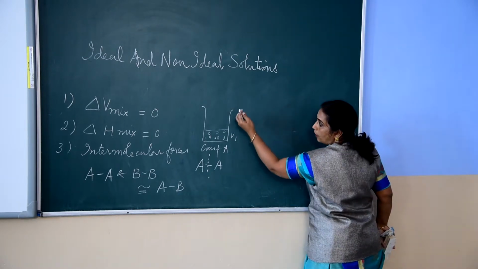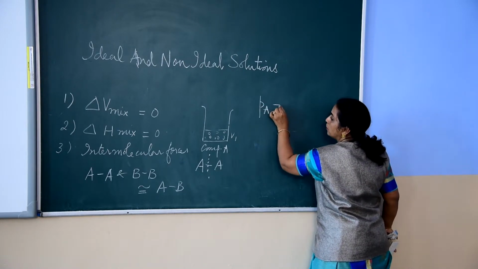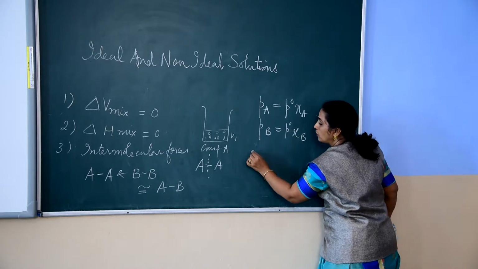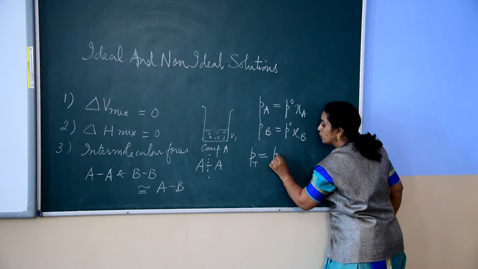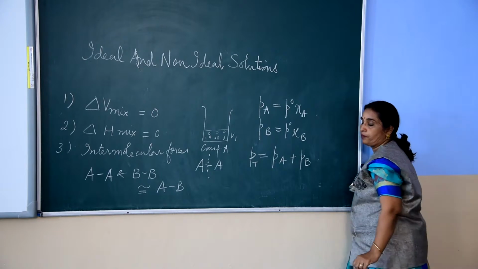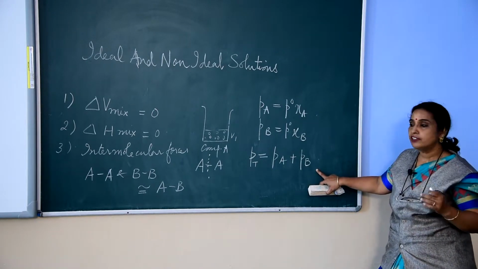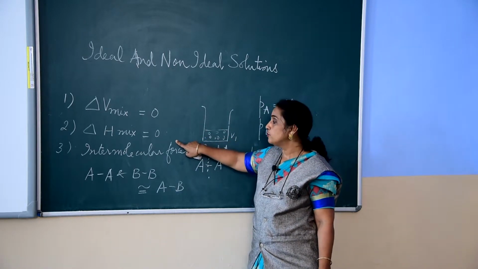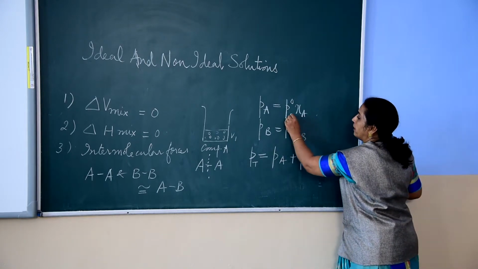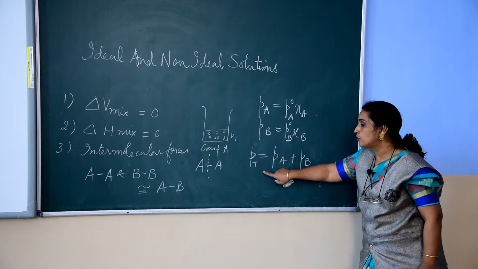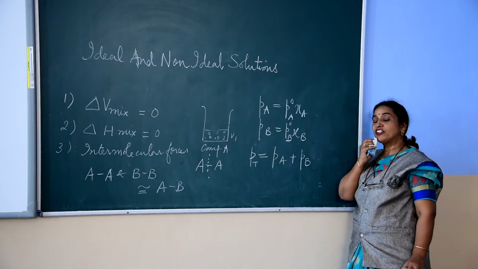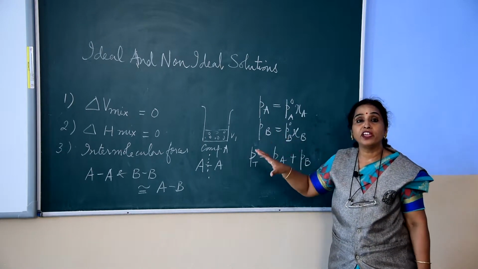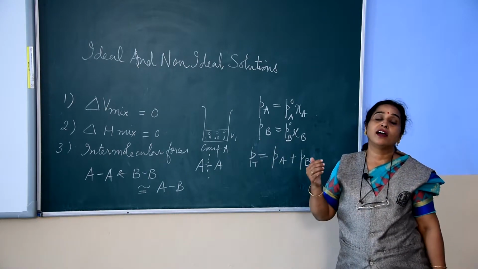Then in that case, our Raoult's law is applied: PA equals P naught A x A, PB equals P naught B x B, and total pressure P will be equal to PA plus PB. So, the conditions required for any solution to be ideal are: delta V mix should be equal to 0, delta H mix should also be equal to 0, PA will be equal to P naught A x A, PB will be equal to P naught B x B, that is, total pressure P will be equal to PA plus PB. When all three conditions are satisfied, we say the solution obeys Raoult's law, and then the solution is said to be an ideal solution.